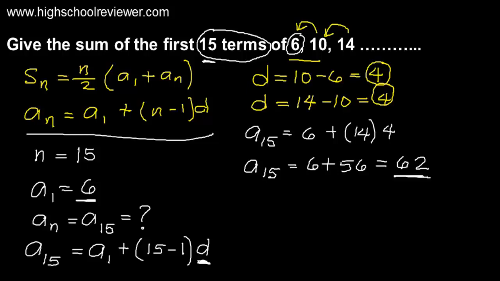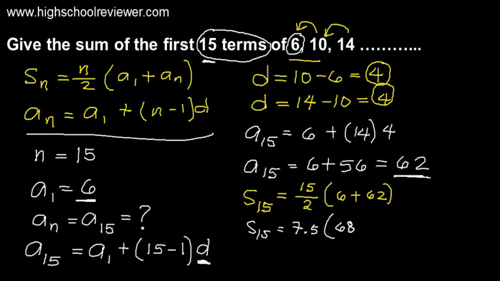Our S sub n will now be S sub 15, since our n is 15. So n is 15 divided by 2, multiplied by our a sub 1, positive 6, plus a sub 15, that is 62. S sub 15 is equal to 15 divided by 2, which is 7.5, multiplied by positive 68. So we have 7.5 multiplied by positive 68, which gives us positive 510. So the sum of all the 15 terms is positive 510, and this is our final answer.